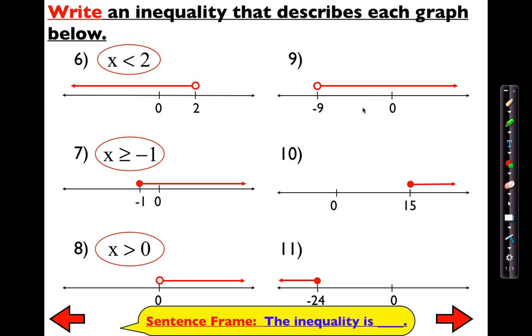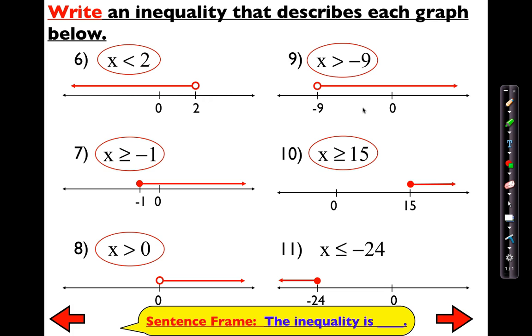Now at this stage, I would like you to pause the video and try 9 through 11 by yourself. So let's quickly check our answers. Number 9 should be x is greater than -9. Number 10 is x is greater than or equal to 15. And number 11 should be x is less than or equal to -24. So just a quick reminder, it will be open if it doesn't include the equal symbol, but if it does include the equal symbol, we will fill in the circle.